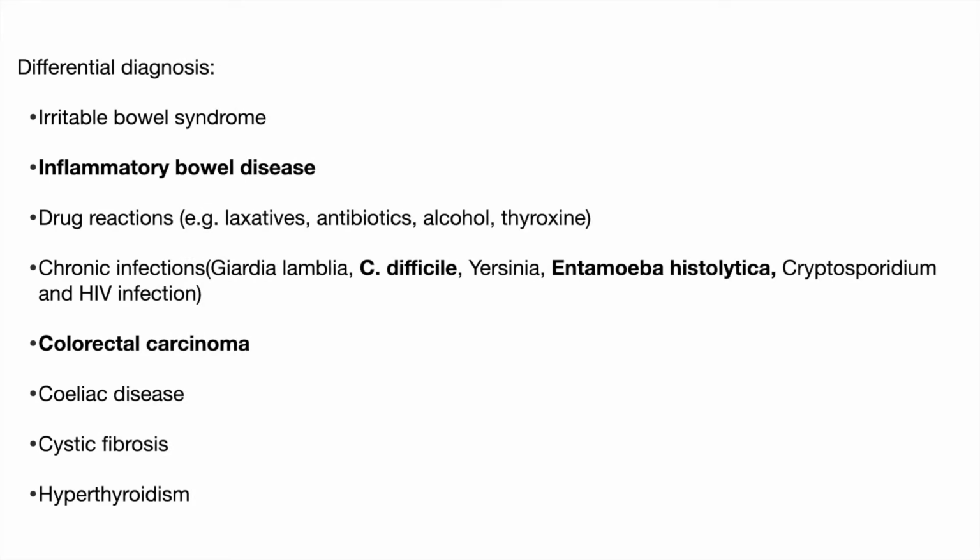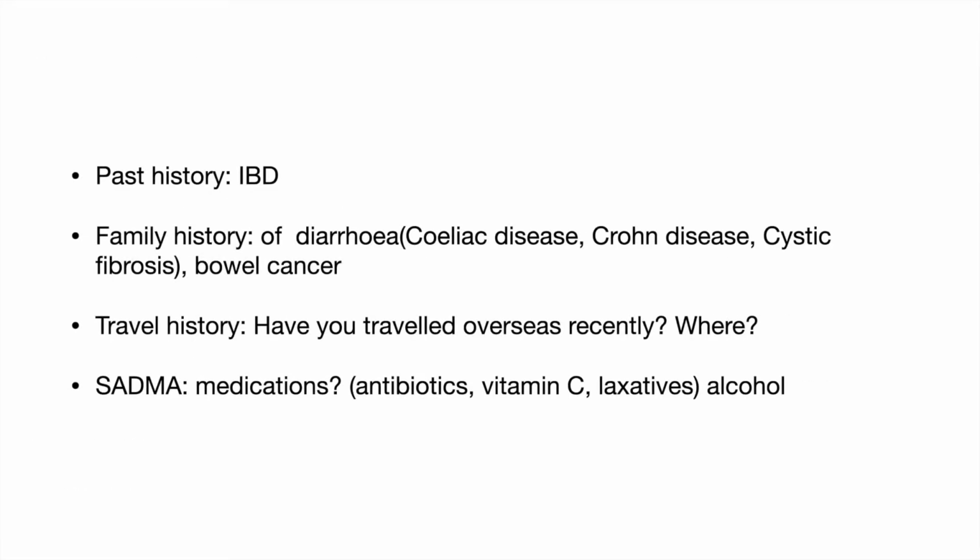But you need to consider all the differential diagnoses, all the causes of chronic diarrhea, and ask the screening questions in the history taking to rule them out. And because it's a case of bloody diarrhea, you also want to consider chronic infections such as Entamoeba histolytica, Clostridium difficile, and colorectal carcinoma in your differential. Then you ask about the past history, family history, travel history, and SADMA questions.